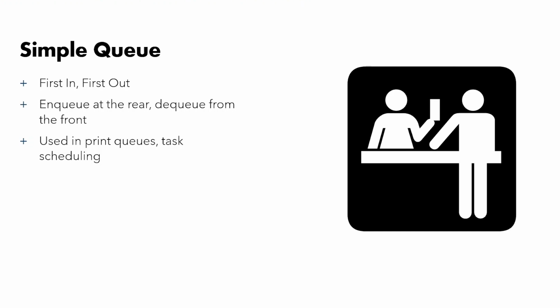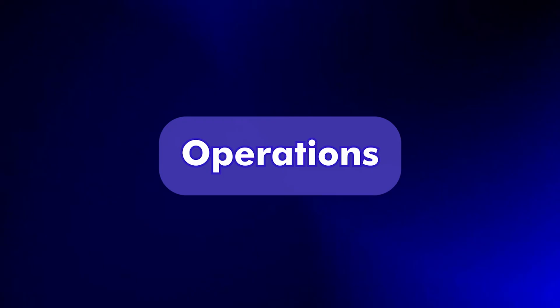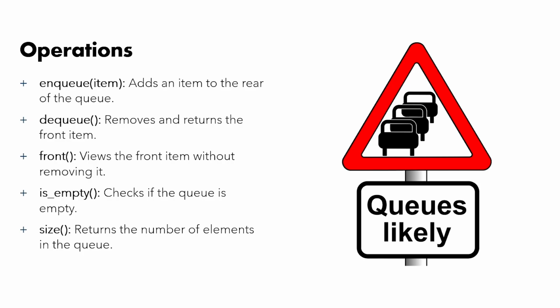But before we go ahead with the implementation of the simple queue, let's look at some of the operations we can perform on a simple queue. We'll have the enqueue operation. Enqueue means adding an item to the rear of the queue, which means at the back of the queue. We'll have the dequeue operation. Dequeue means removing items from the front. We'll have front view. If you want to see what's in the front without removing it, you perform a front operation. We'll have is_empty, to check whether the queue is empty. And finally, we have size, which helps us determine the number of items in the queue.